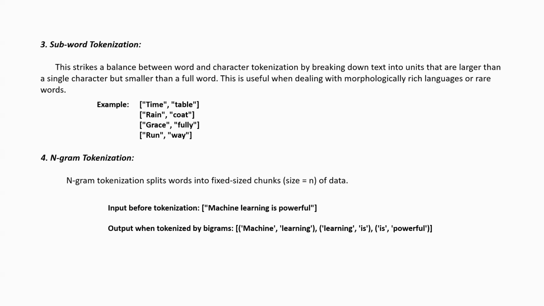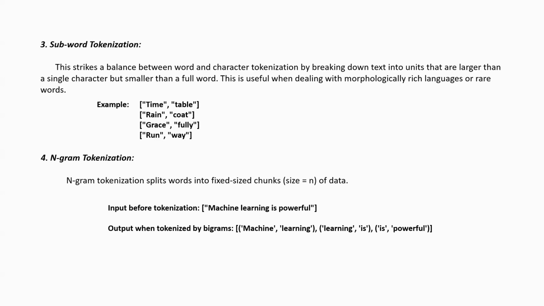For example, take the word unhappy. It divides into "un" and "happy". Similarly, unhappiness is divided into un, happi, ness. Another example is divided into "an" and "other". Timetable, rain, code, gracefully are also divided like that. It divides words into meaningful subwords.